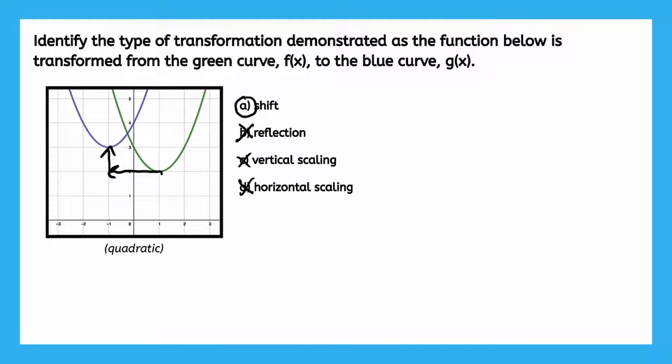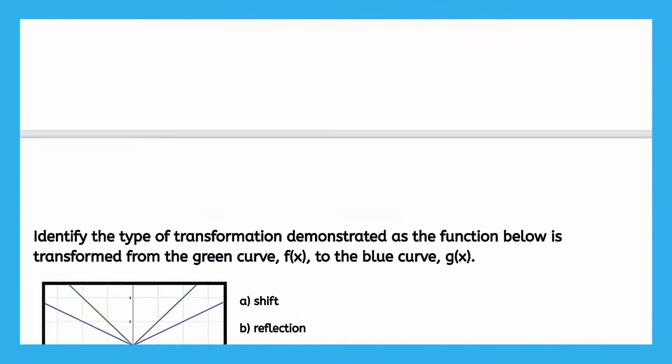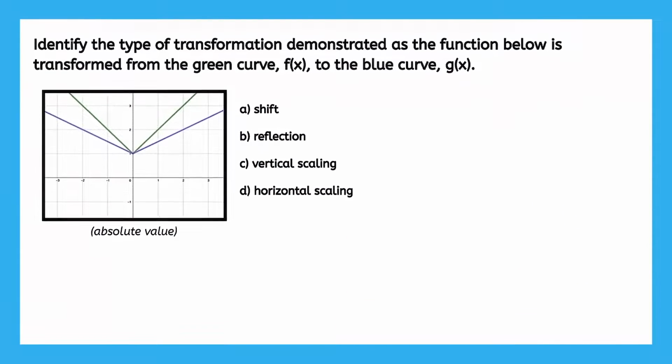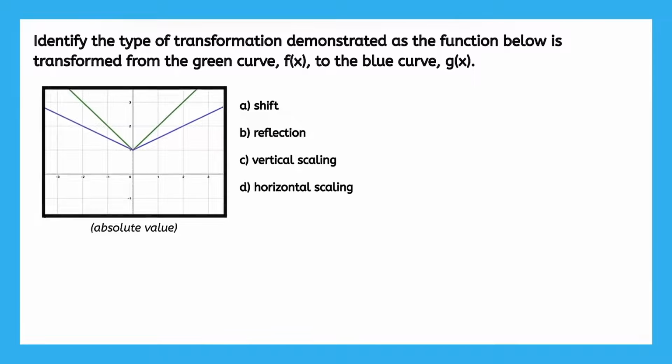Although it's not part of the question, I'll just say that this graph was shifted 2 units to the left and 1 unit up. So A, shift, is clearly the only possible answer. Let's look at this next one here. The question is the same for each of these, so we're not going to read it over again.